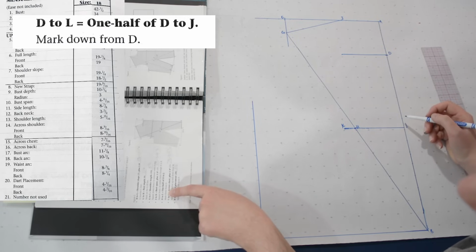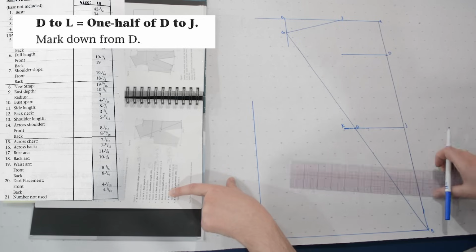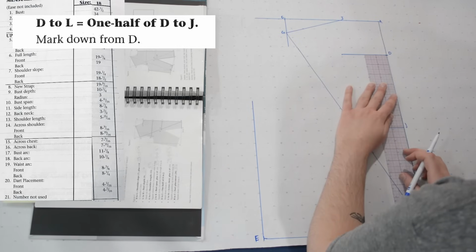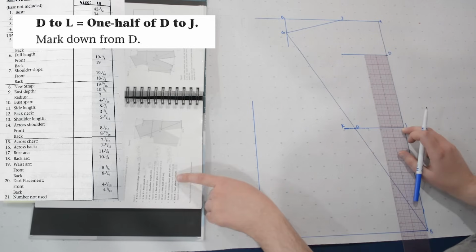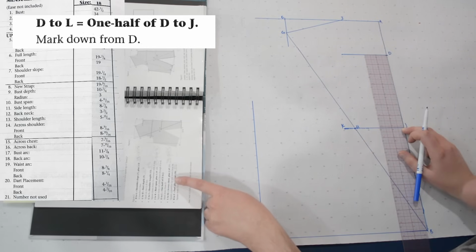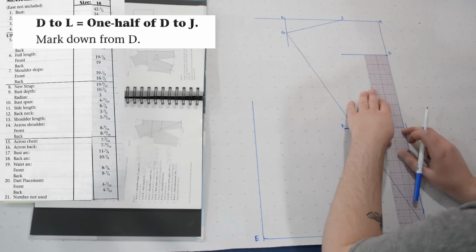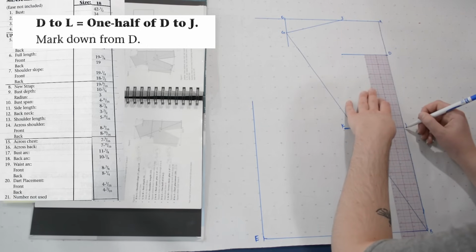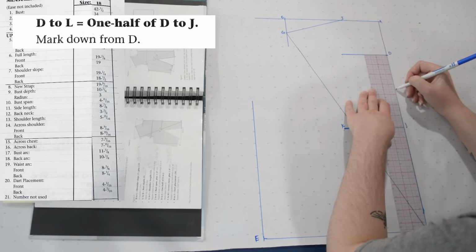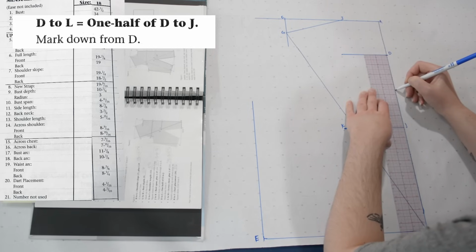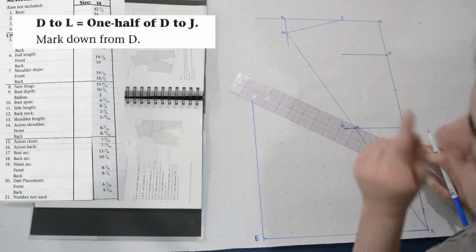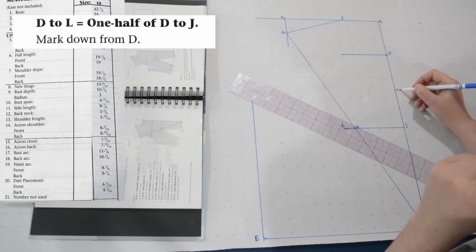D to L, 1/2 of D to J. So D to J currently is 7 1/8. Where is this going? I don't do this all the time, guys. D to L. Where is L going? Oh, in the middle. Okay. 1/2 of D to J marked down from D. So this is 7 1/8, so I need 3½ plus 1/16, so 3 9/16. I can do math, guys. D to L, so this is L here.